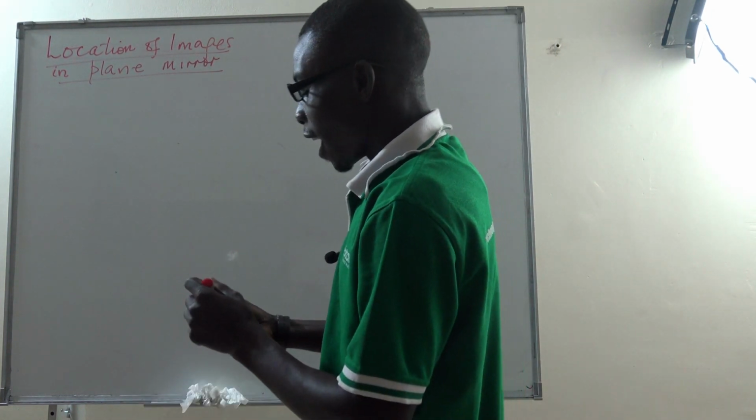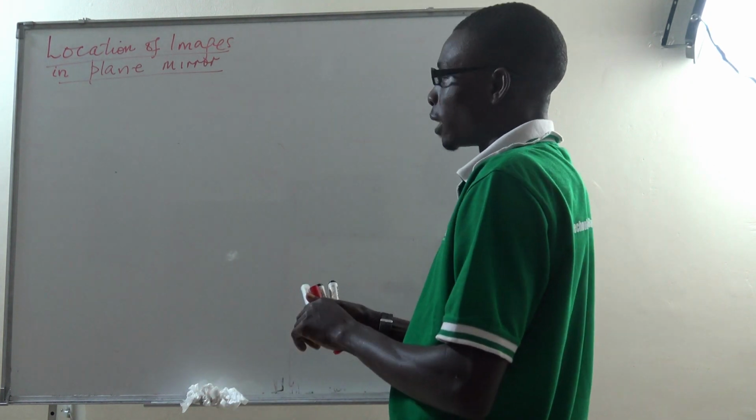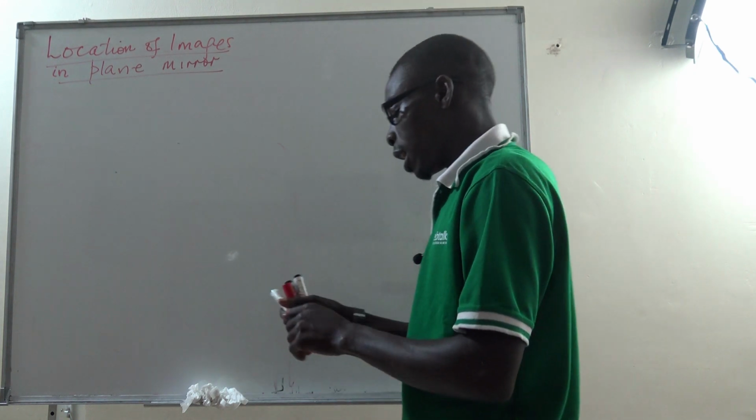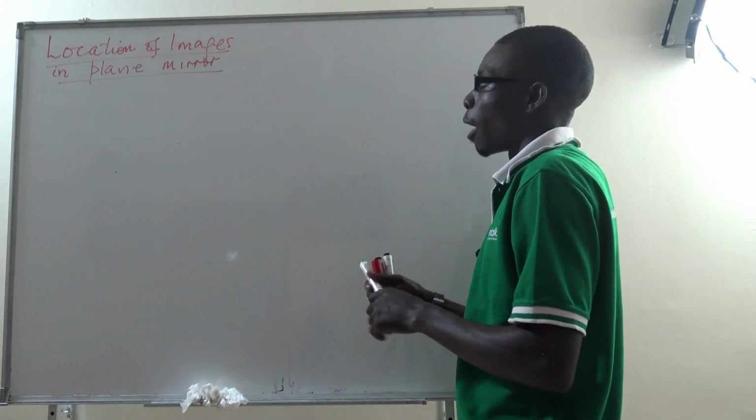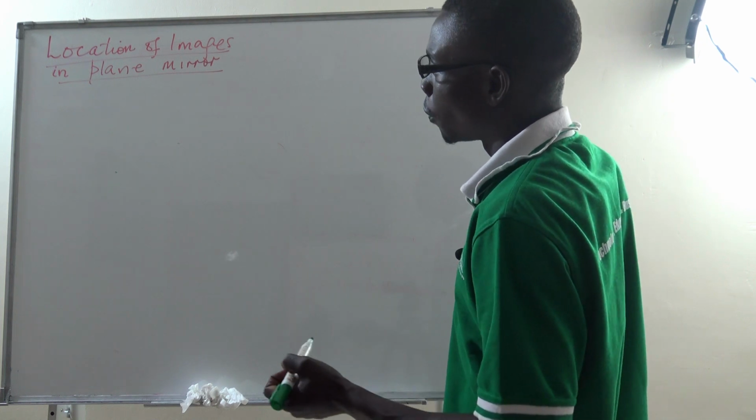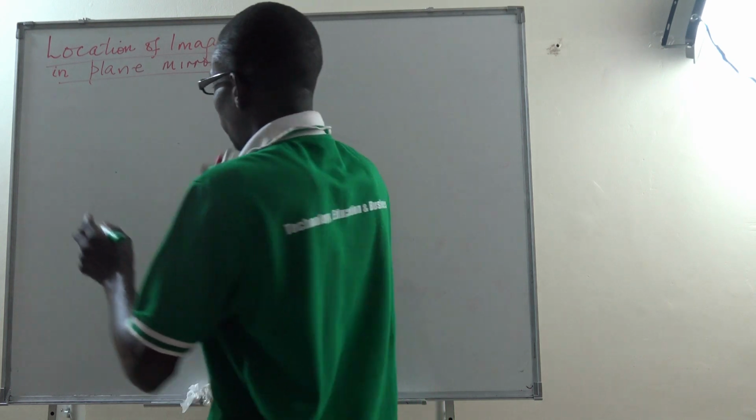How can we locate the position of images in a plane mirror? That is the idea of this session now. So what would be the steps we should follow in locating images in a plane mirror?